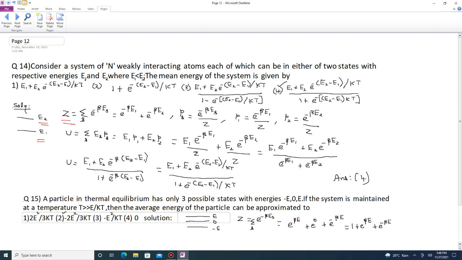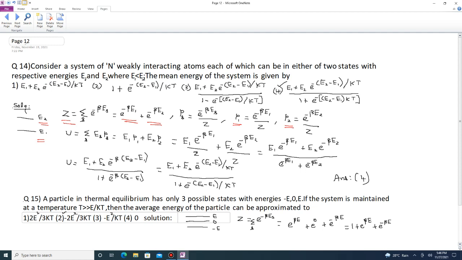Then this can be, if you expand the summation, e power minus beta E1 plus e power minus beta E2. So find P1, P2 also. The expression of P1 is e power minus beta E1 by Z, and the expression for P2 is equal to e power minus beta E2 divided by Z. So you know P1, P2.